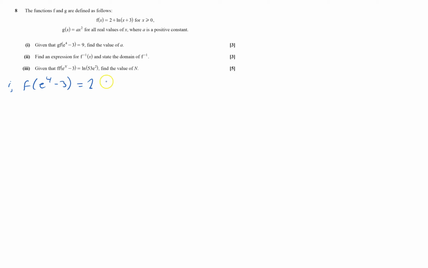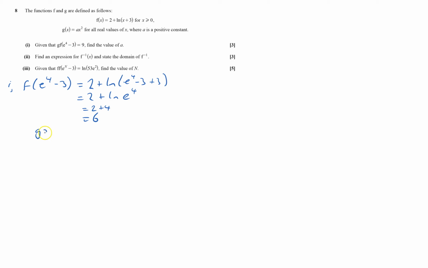So that will equal 2 plus ln of, not x, remember, e to the 4 minus 3, and then I've got to put plus that 3. So that equals 2 plus ln e to the 4, minus 3 plus 3. ln and e are inverse operations, so they cancel each other out. So that goes to 2 plus 4, which equals 6. So now I just have to know that g of 6 equals 9.